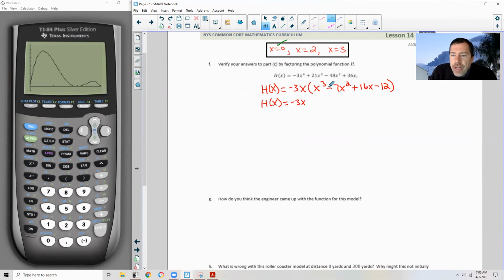Okay, so now we need to factor this. So the first thing I want to look at is see if I can group it. So if I do this, what would I factor out? An x squared, and that would leave x minus 7.